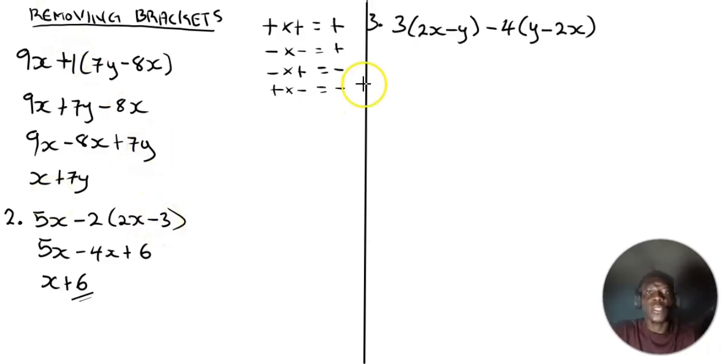Okay, so this is question number 3. Now in this question, we are going to apply exactly what we did here in solving this, just that we'll be doing it separately. Each number in front of the bracket, we open the bracket. So 3, we multiply everything in this bracket. Minus 4, we multiply everything in this bracket.